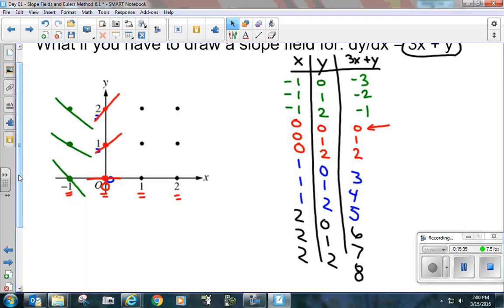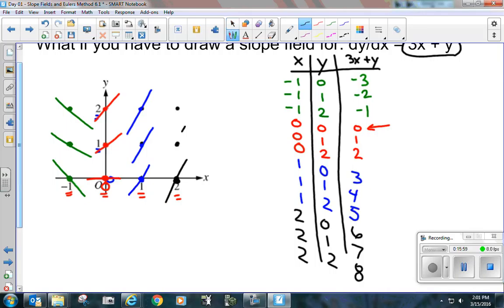All right. What about 1 and 2 here? What do we got at 1, 0? What's the slope? 3. So it's going to be a little bit steeper than the one we just put. Like that. Then it's 4. It's a little bit steeper. 5. It's even a little bit steeper. See what we're doing? Right here, even a little bit steeper, it's 6, right? A little bit steeper, it's 7. A little bit steeper, it's 8.